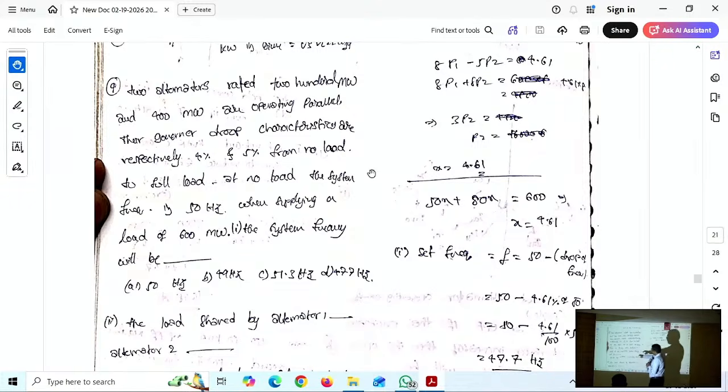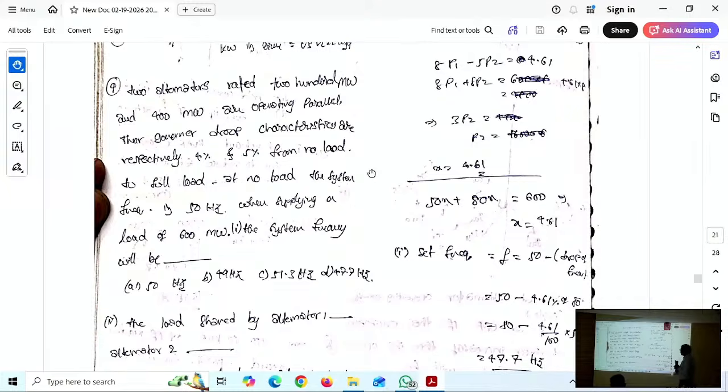600, sir, since 200 and 400 are given for the two alternators. Our student will get a naive conclusion that 200 is one alternator, 400 is another alternator, together they can share 600. Share of machine 1 is its rating, 200, and share of machine 2 is 400. But actually it is not. Why? Both are not operating with the same frequency characteristics. 50 hertz is the cap we are keeping. One has 4% droop upon full load, another has 5% droop. Now the sharing is different.